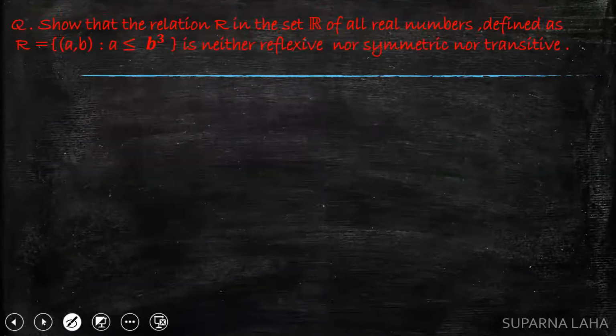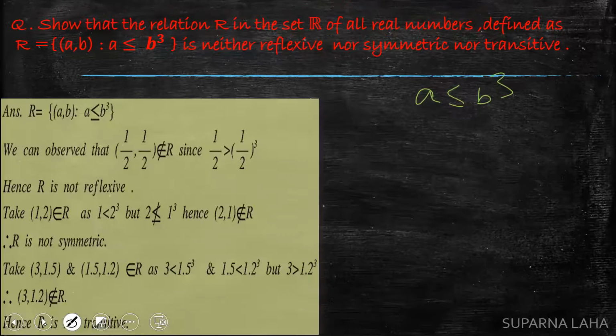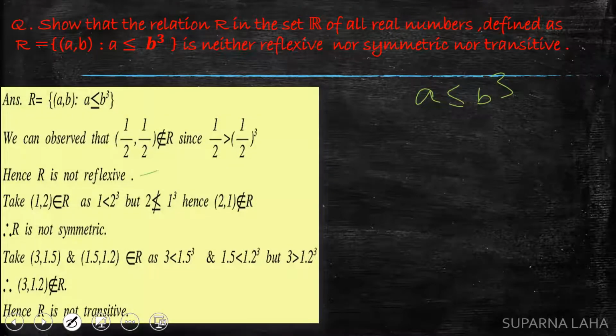Next, the same type of problem is given as we solved before. Here the relation is a is less than or equal to b cubed. You can check the solution. The relation is not reflexive, not symmetric, and not transitive also. So you can solve this problem.